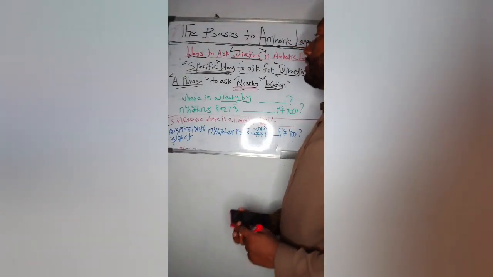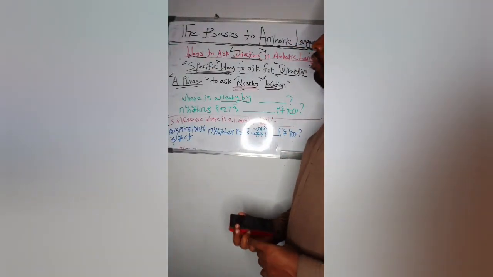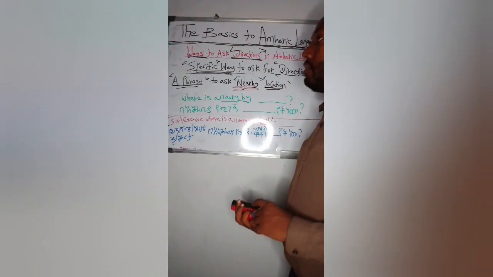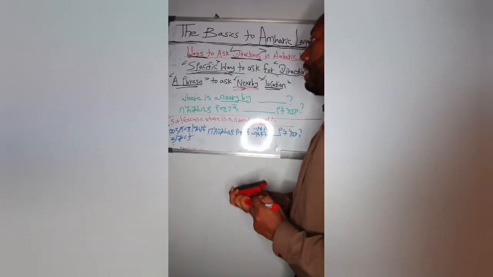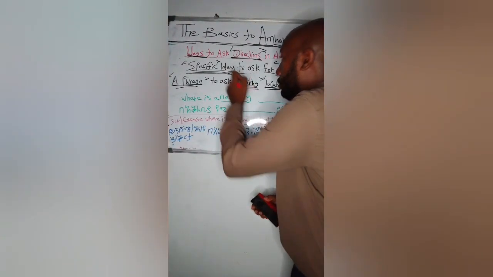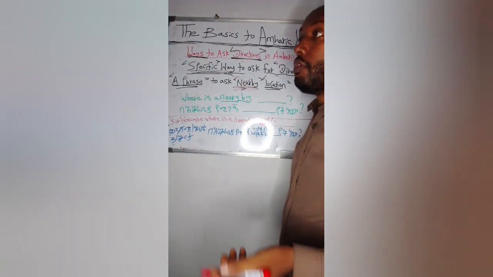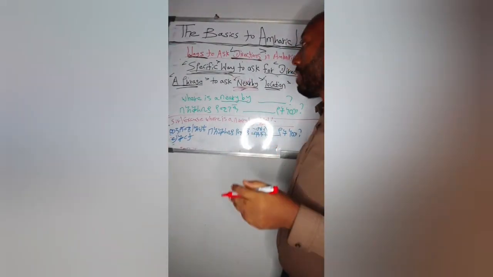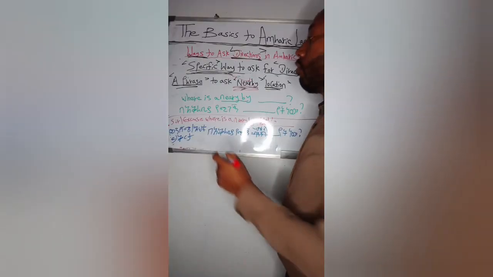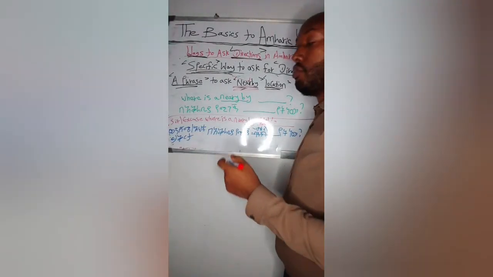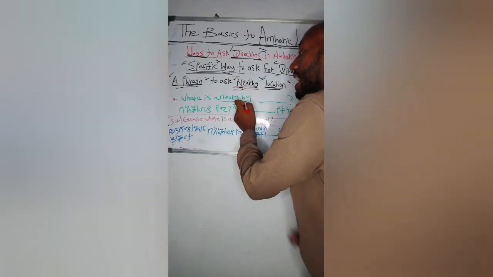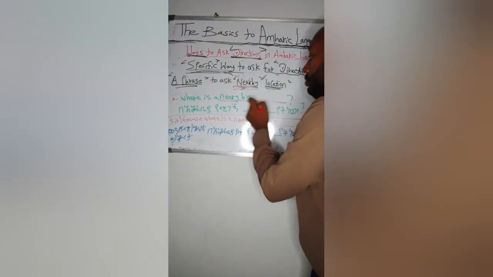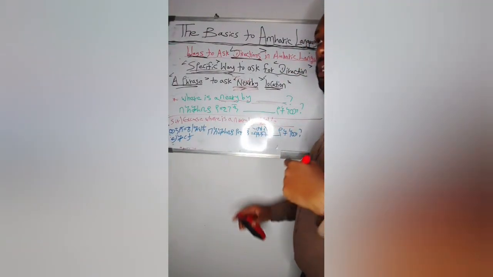The other point is that let us say you want to ask direction, and the direction you want to ask is a nearby direction. So in order to ask a nearby direction in Amharic language, the phrase you're gonna use is, in English, you're gonna say: Where is a nearby dash? Okay, you want to ask a direction.